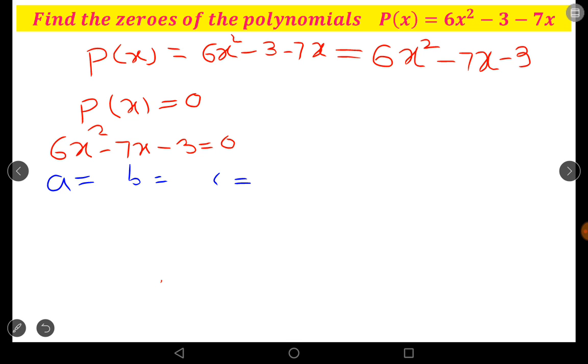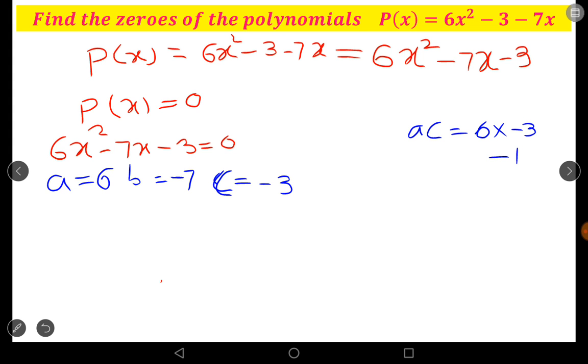What is the value of a? X square coefficient is 6. Next, the x coefficient is the b value. So b equal to minus 7. Next, what is the constant? Minus 3. A equal to 6, b equal to minus 7, c is equal to minus 3. Next one, a into c. A into c equal to 6 into minus 3.